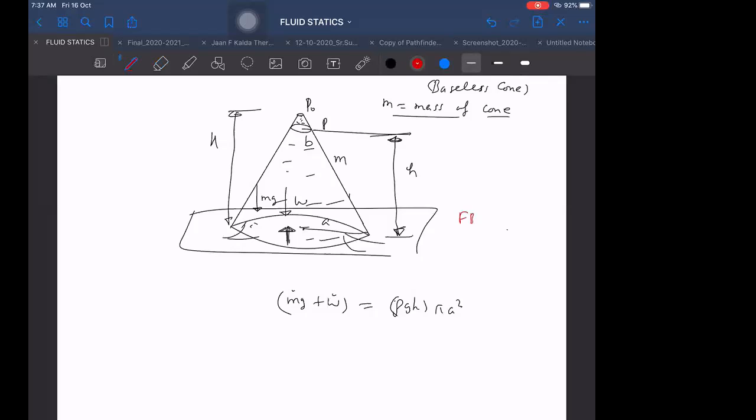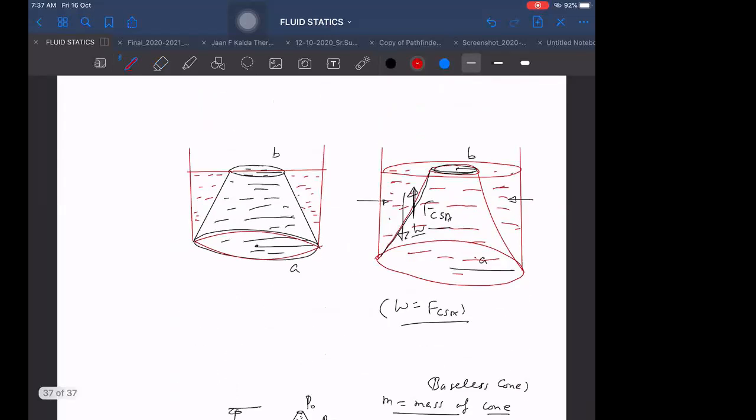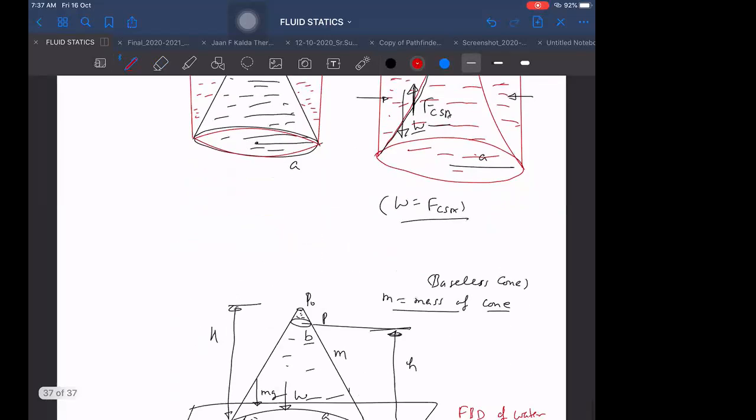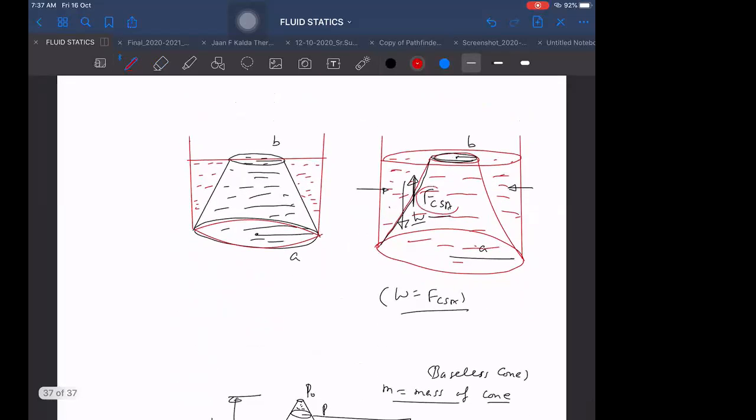Now I am making the FBD not of water. It is FBD of water plus cone. Up to now, I was making diagrams separately. You should remember which FBD we are drawing. Otherwise, it will be confusing, no? So for example, in this case, when I'm saying FCSA and W weight, then here I'm drawing the free body diagram of which part? Let me highlight that part. I'm drawing FBD of this part here.